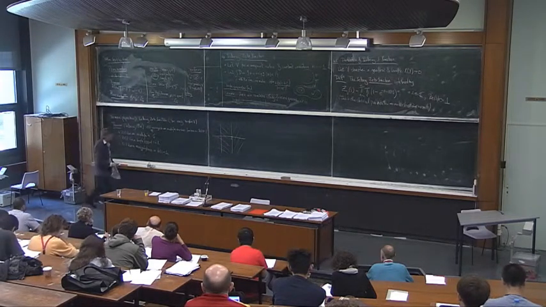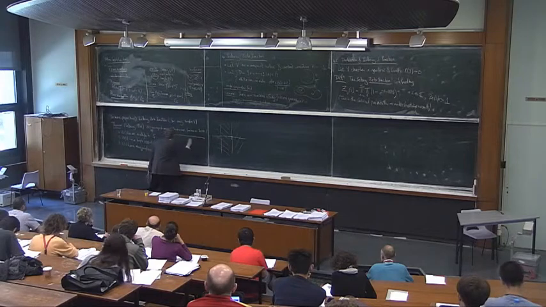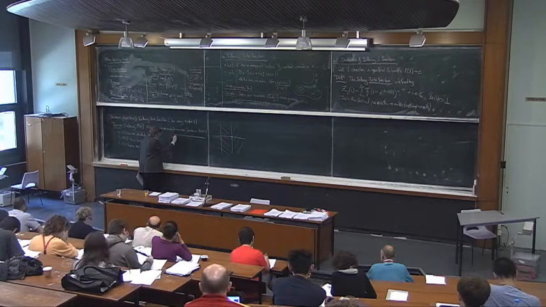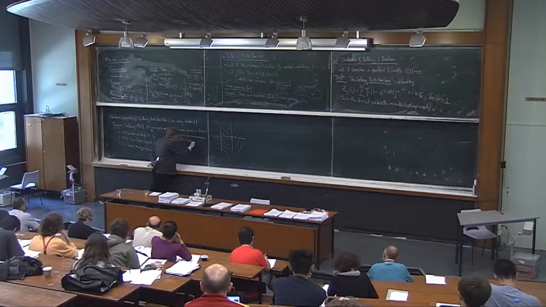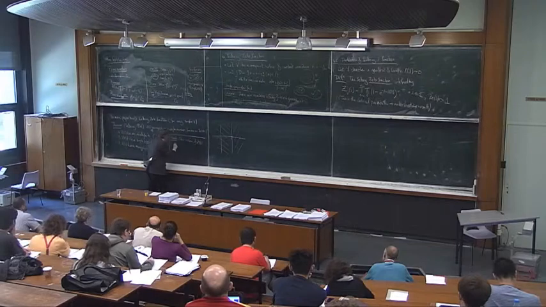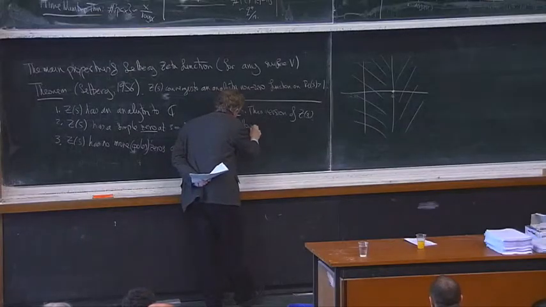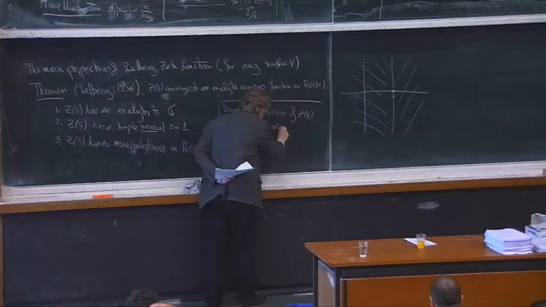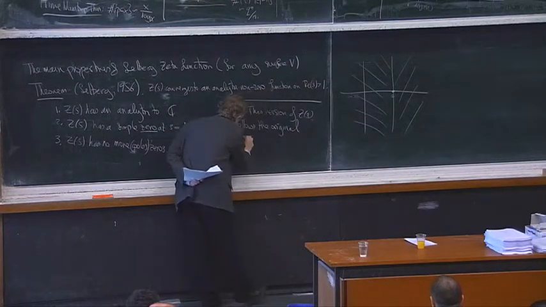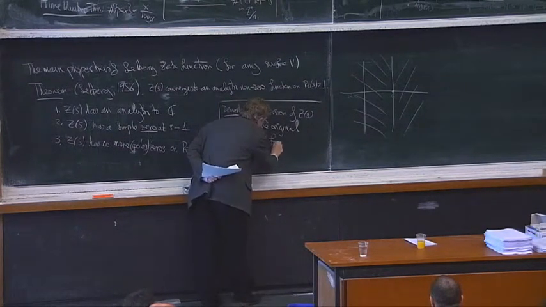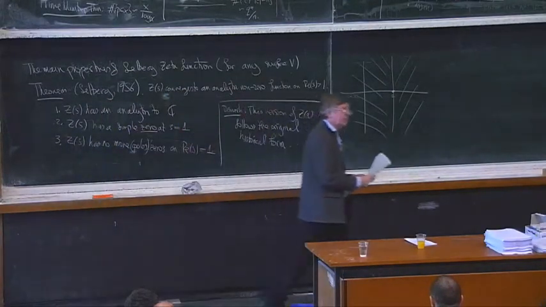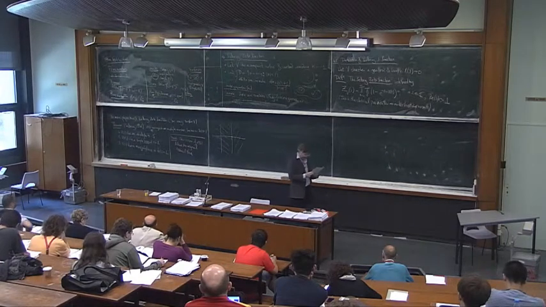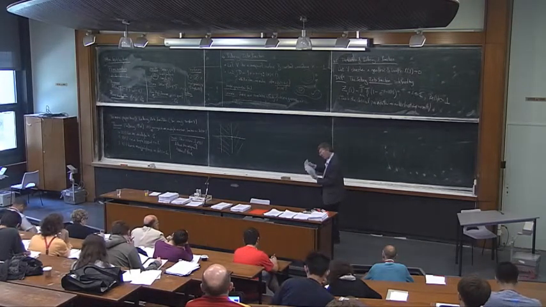And let me emphasize what I just said by way of a remark: this version of zeta of s follows the original historical form. Being a good traditionalist, I'm just writing it down exactly as Selberg would have done in these things.